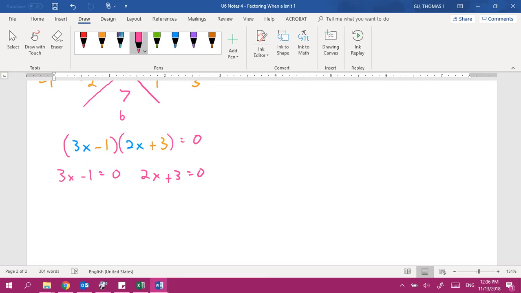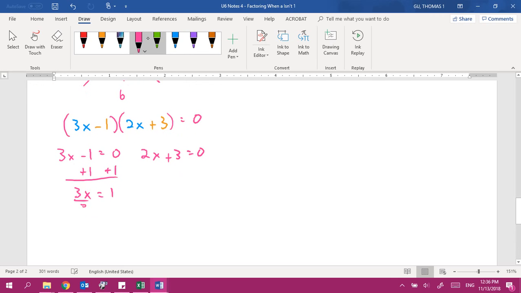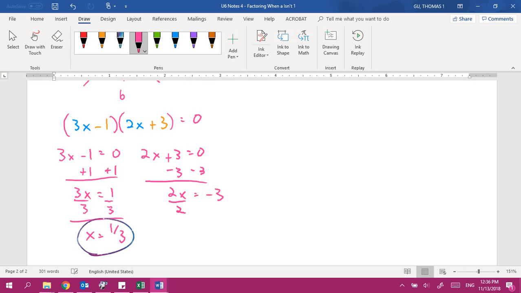3x minus 1, what do I need to do? Plus 1. That's right, plus 1 to both sides. So that gives me 3x equals 1 then. So x equals 1/3. That's one of my solutions. Now for this other one, 2x plus 3, what do I need to do there? Subtract 3. So 2x equals negative 3, and then divide by 2, so x equals negative 3/2. That's right, nice.